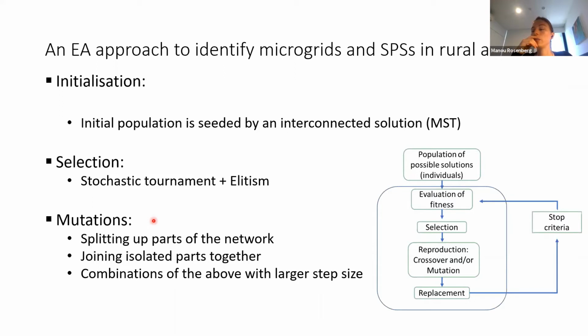One of the mutations was simply splitting up network parts by removing an edge. Another was joining isolated parts, basically looking at the shortest connection between two groups of nodes that are not yet interconnected, and then joining them in the shortest way. Initially we used a combination of both mutations, basically just to avoid stepping into some local optima, so having a larger step size in between them.